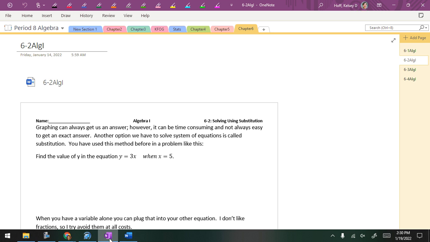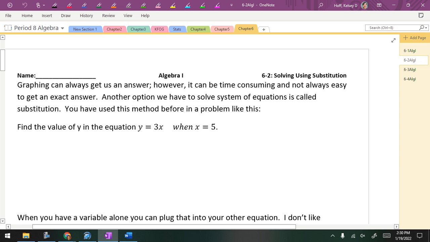Okay, so what happens if I wouldn't give you graph paper? I wouldn't give you Alex. You want to graph them? I wouldn't choose to. It's not hard, but it's not going to be my top pick. So graphing, yes, can always get an answer, but I think it's time consuming and it's not always easy to get that perfect answer. Alex is really good because it does line it up for us perfectly.